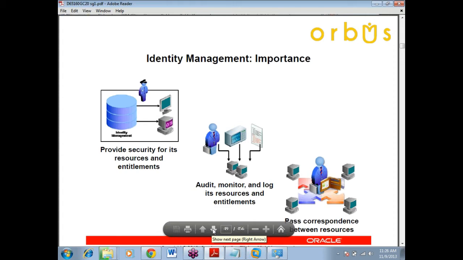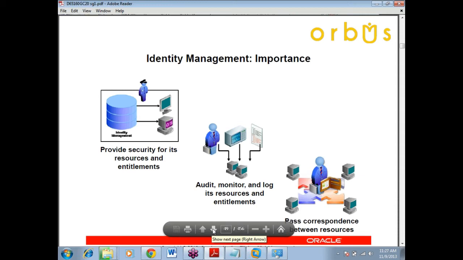Again, some more importance of identity management: it provides security for its resources and entitlements by controlling access to those resources. It not only controls access by providing security, but it also audits, monitors, and keeps the information in the form of logs. So that is also important, not only controlling unauthorized access, but also providing auditing to govern certain governance and rules.